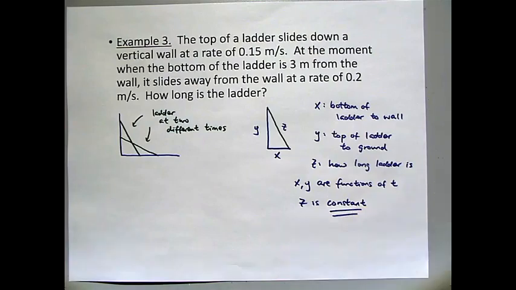Z is a constant, which means if you ever encounter the derivative of Z as you work out a problem, that's going to be a 0. It cannot change.